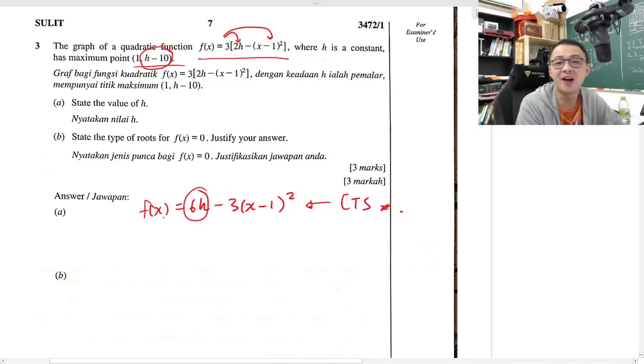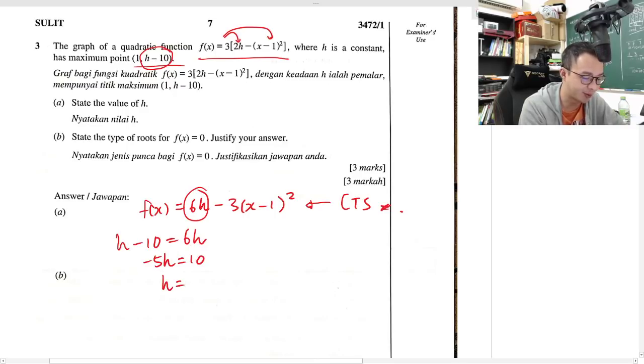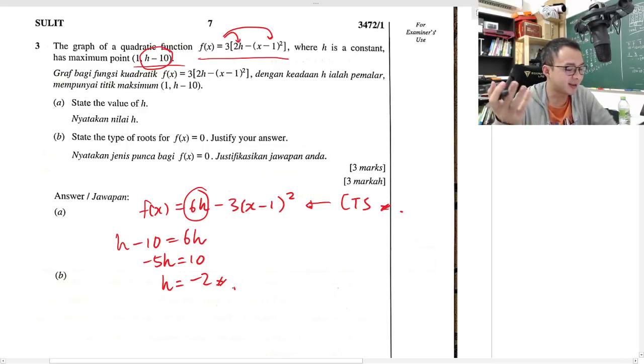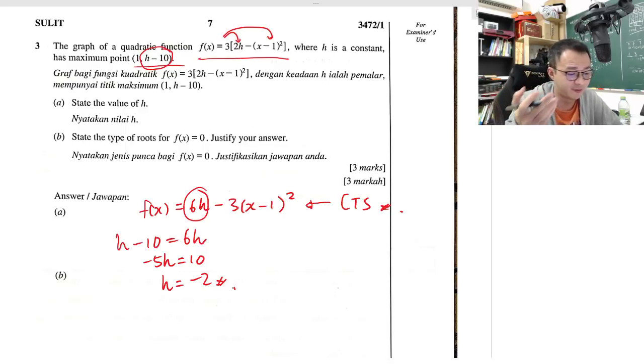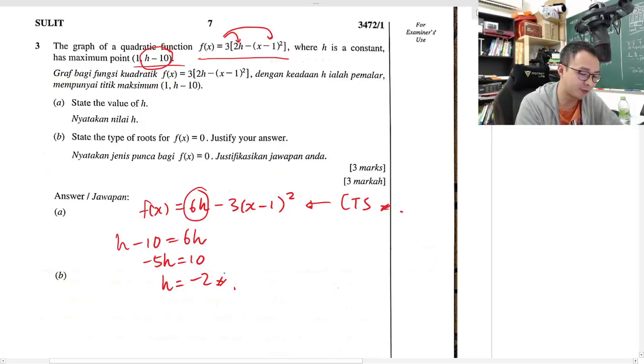And your maximum value from the equation will be 6h. So h minus 10 equals 6h. I move terms and get negative 5h equals 10, then h equals negative 2. This is how we get the h by understanding the equation. And then state the type of the root for f(x) equals 0. If I substitute the negative 2 back into this equation, you can see I have something like negative 3 times x minus 1 squared.